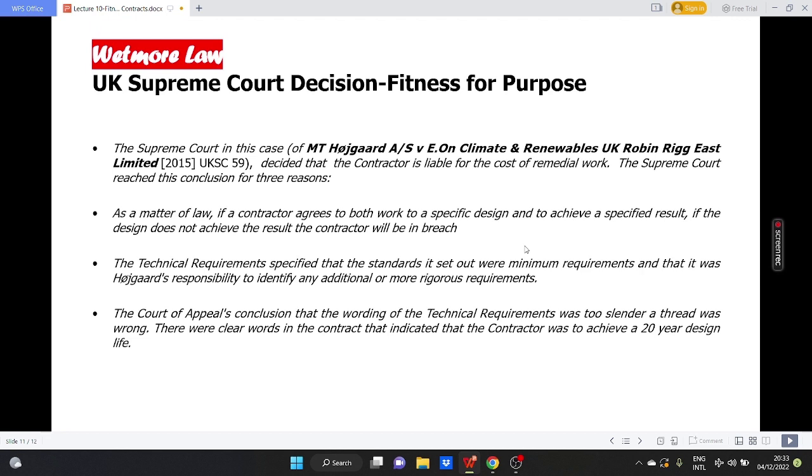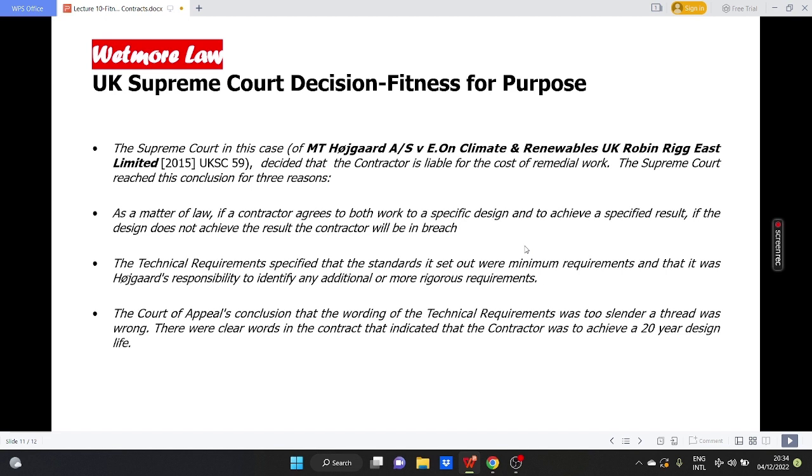The Supreme Court in this case decided that the contractor is liable for the cost of remedial works and overturned the decision of the Court of Appeal. The Supreme Court reached this conclusion for three reasons. As a matter of law, if a contractor agrees to both work to a specific design and to achieve a specified result, if the design does not achieve the result, the contractor will be in breach.